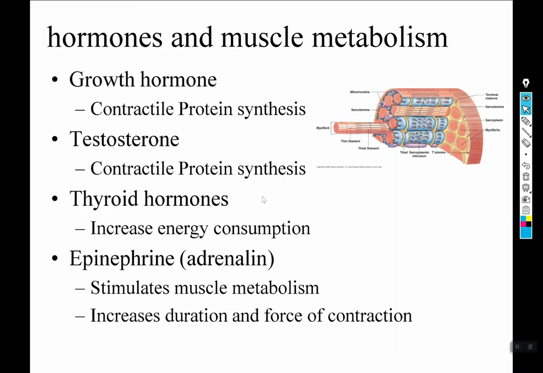Thyroid hormones increase energy consumption by muscles. So that's going to increase your basal metabolic rate, for example, but not necessarily increase protein synthesis.